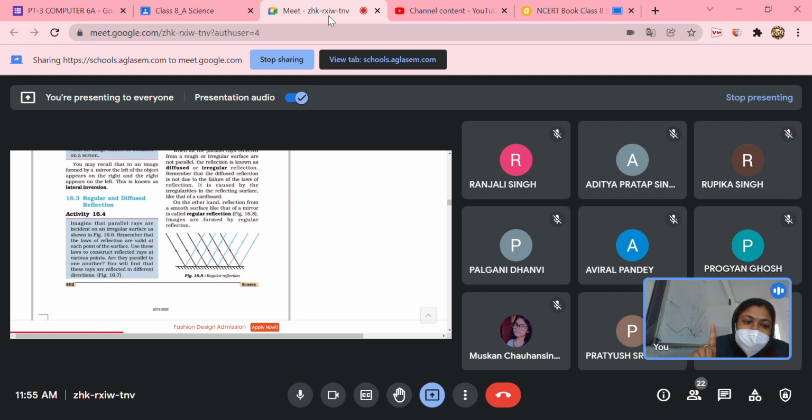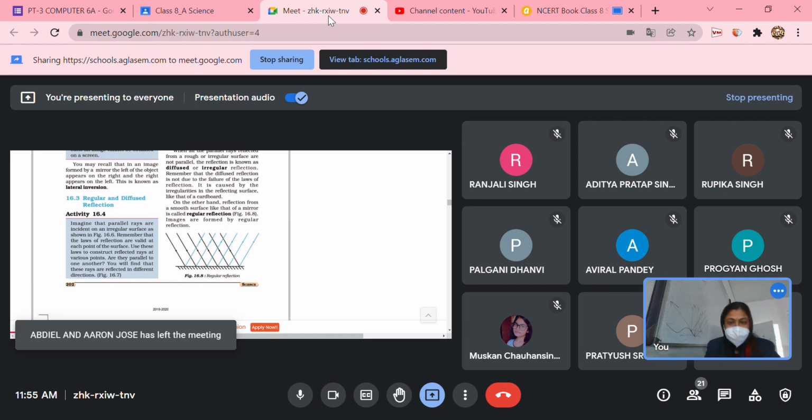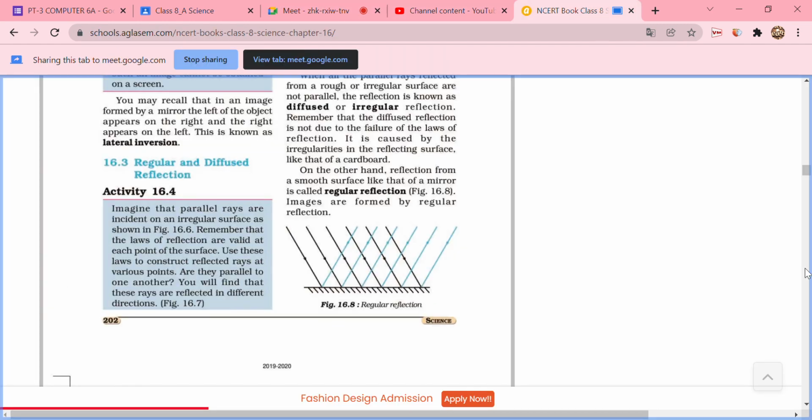So by diffuse reflection we are able to see everything around us, and by regular reflection only we are able to see the image of an object. Am I clear? Yes, ma'am. Okay, now continue.